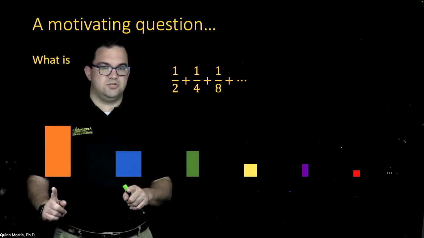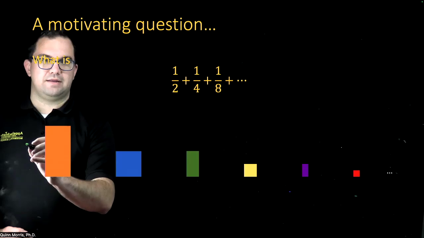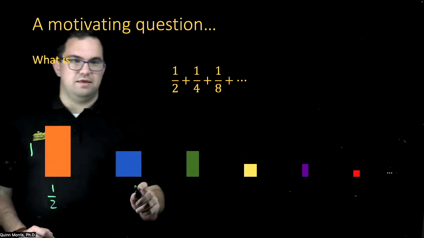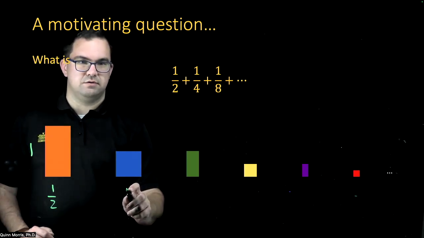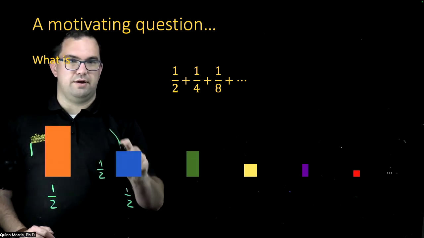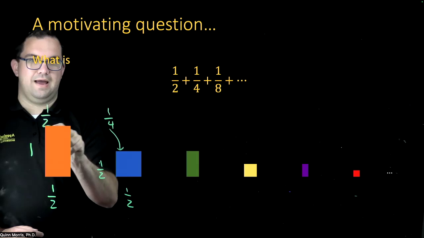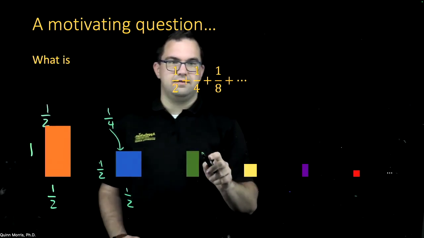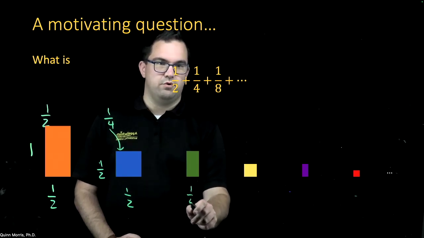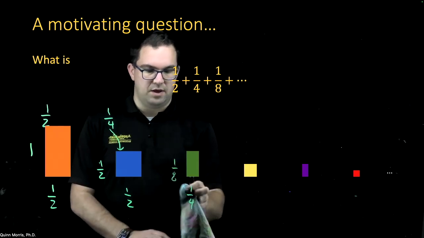If you'll notice, each one is 1/2 of the size of the previous figure. So I can think of this first one as a rectangle with height 1 and base 1/2. Then this has the same size base, 1/2, but it's half as tall, so it has total area 1/4. This first one has total area 1/2, right? And now this has a base that's half of the previous base, so 1/4, with the same height, which is 1/2.